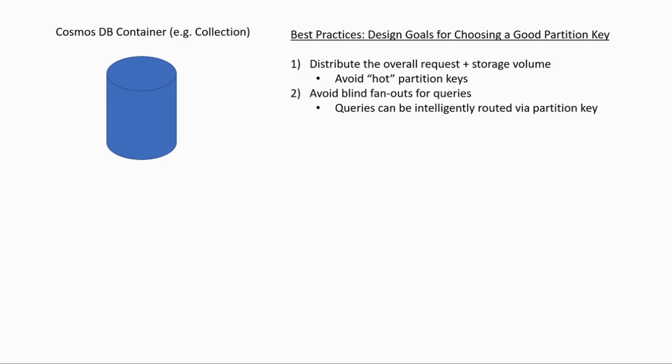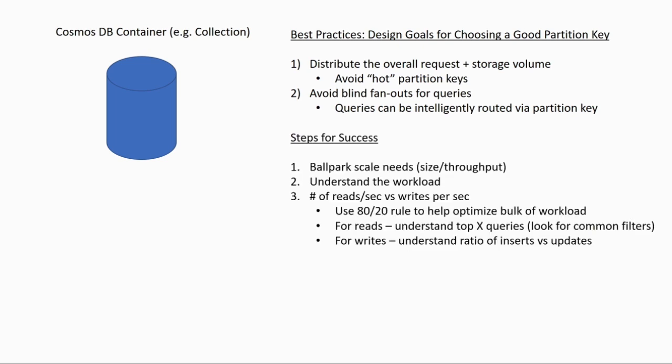The other design consideration you want to think about is that you want to avoid blind fan-outs for queries. You want to be able to route those queries efficiently so that when you query the database and look for a piece of information, you have to touch the minimal number of partitions needed while not having to blindly look at all of the other partitions. What this means is that in the where clause or in the filter of your queries, you want to choose a partition key that can be easily represented in your queries.